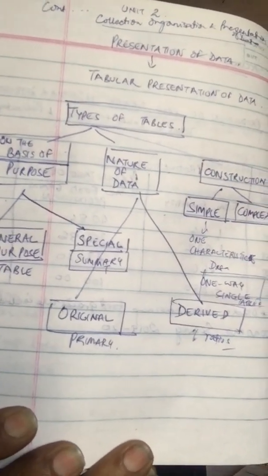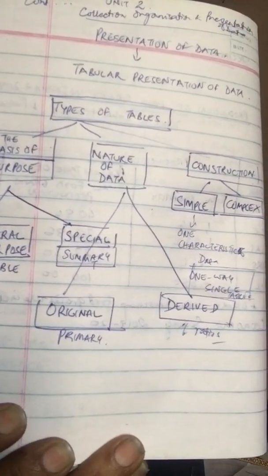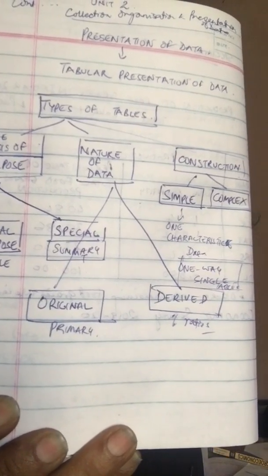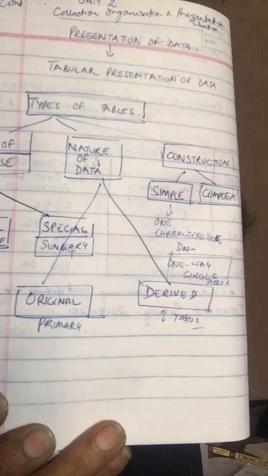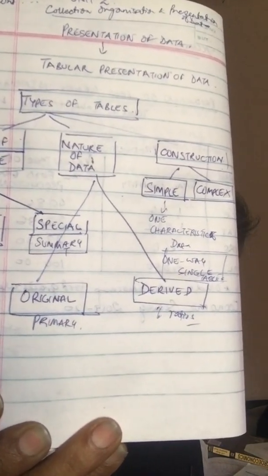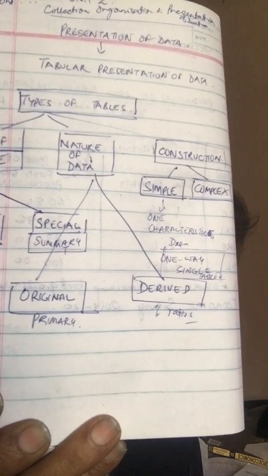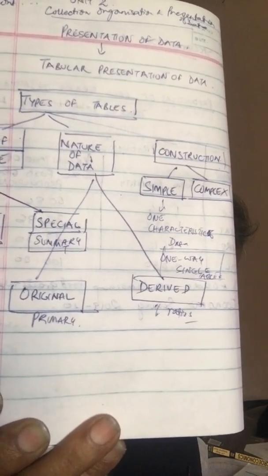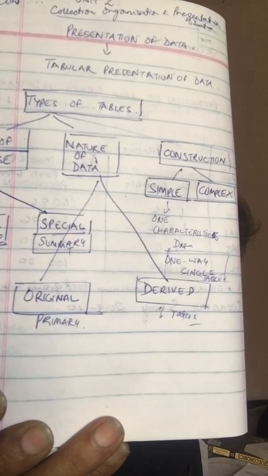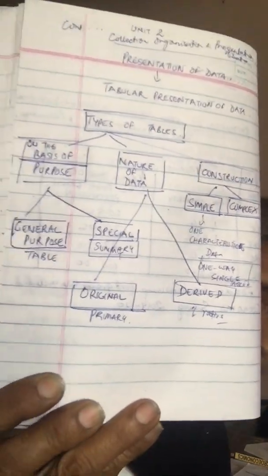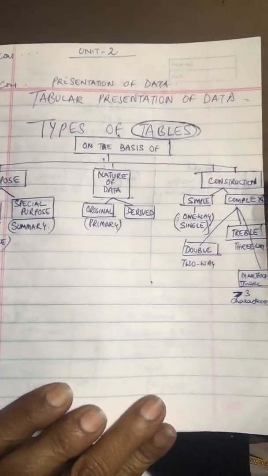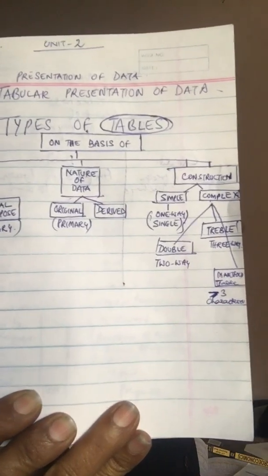So again, on the basis of purpose, we have what is known as the general purpose tables, as I gave you the example of census reports of India, and these are also called reference tables. Now we have something known as special purpose tables. Now this is a table which is prepared with some specific objective or specific purpose. So that is why it is known as that.